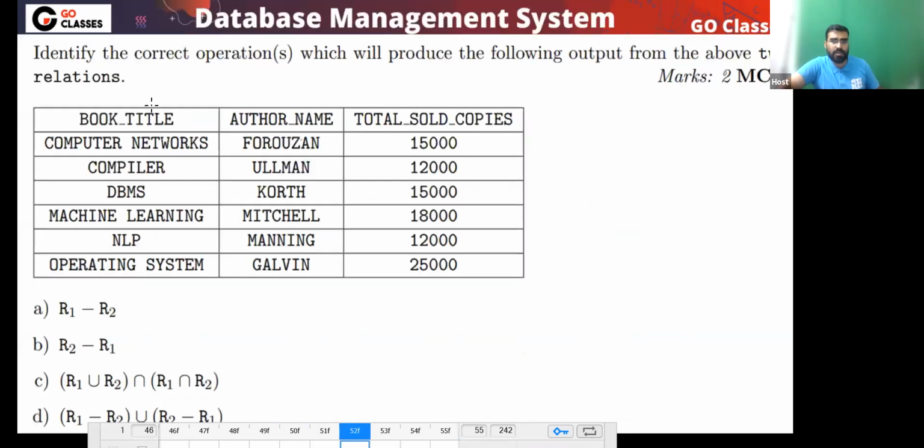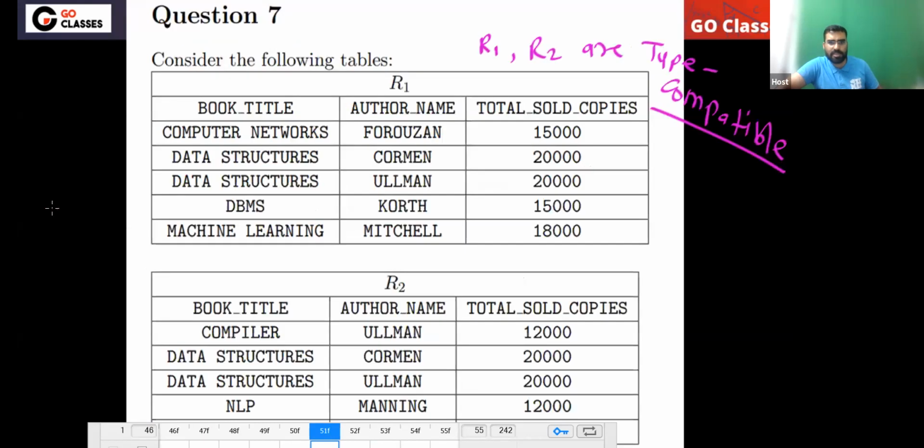Now the second point: which operation is going to give you this table? You want this data. What will be R1 minus R2? Some simple question I am asking. How many tuples will be there in R1 minus R2? What will be the number of tuples?